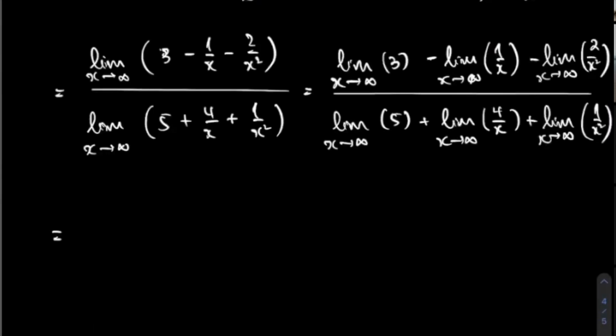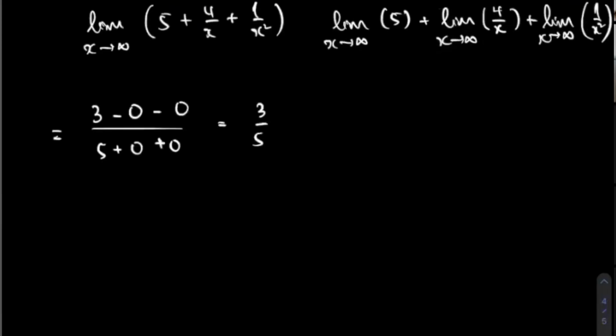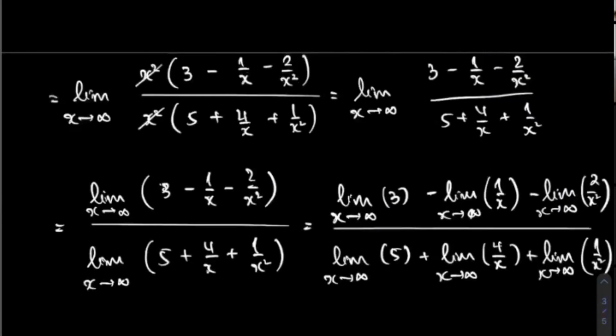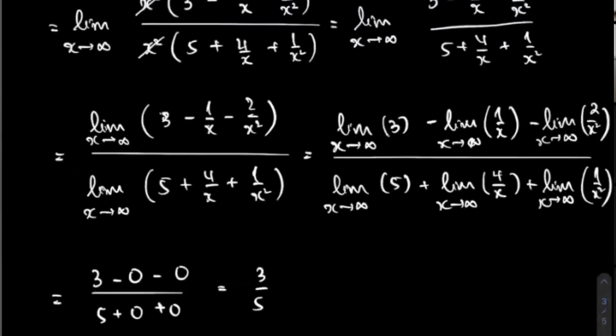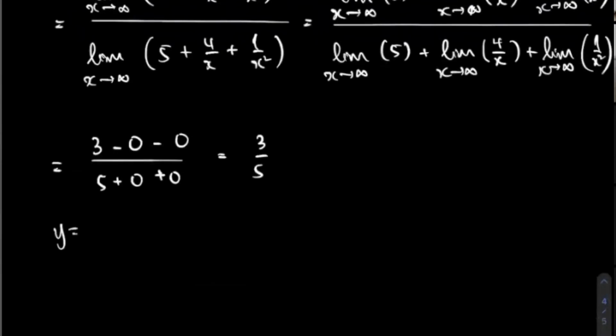Right, so the limit of 3 is going to be 3. The limit of 1 over x as x goes to infinity is 0, so this is minus 0. What about the limit of 2 over x squared as x goes to infinity? Minus 0 as well. Now altogether divided by 5 plus 0 plus 0. So hopefully you get that, right? So the answer is 3 over 5. Because the limit of the function as x goes to infinity is equal to 3 over 5, you say that y equals 3 over 5 is the horizontal asymptote.